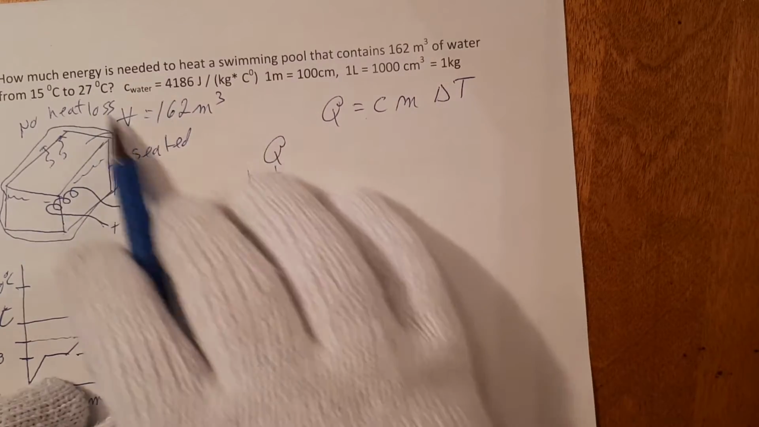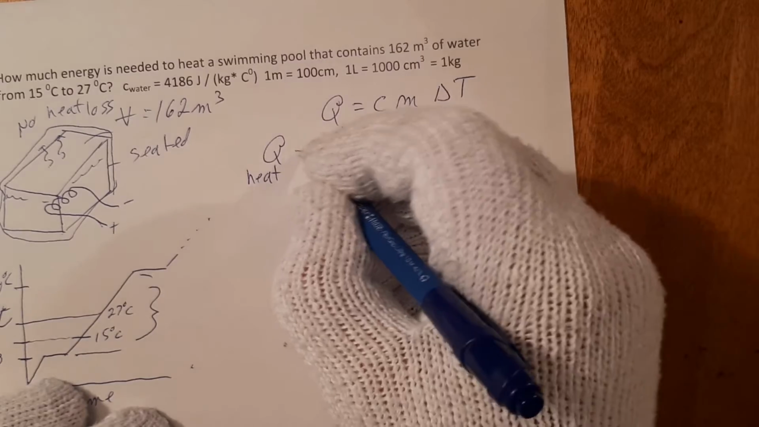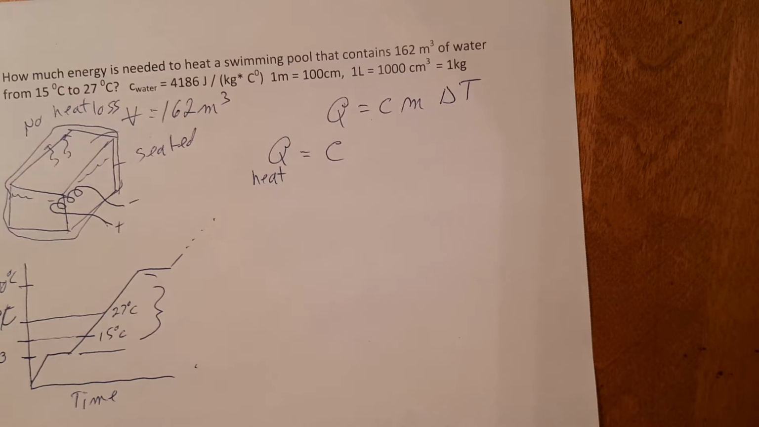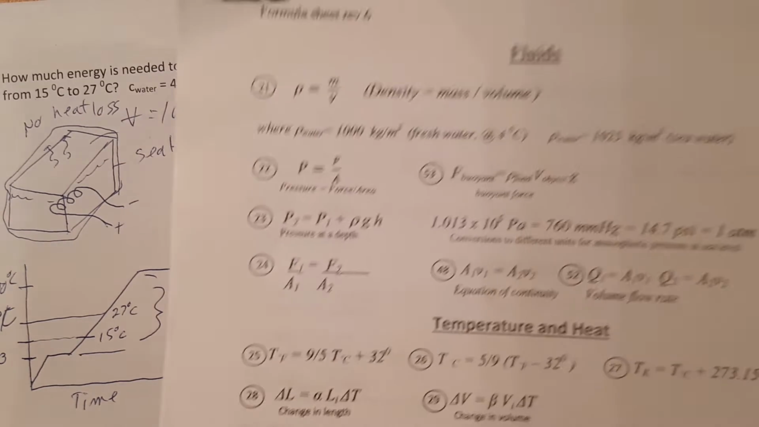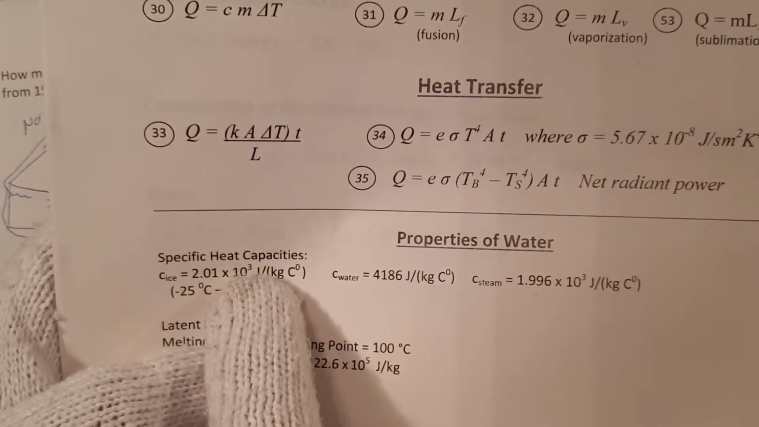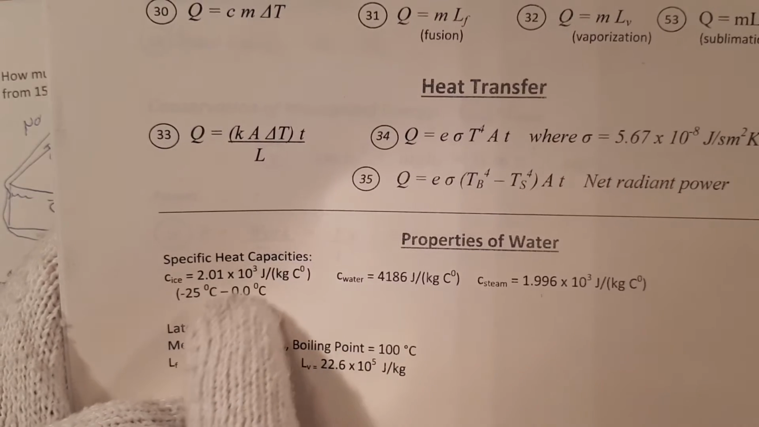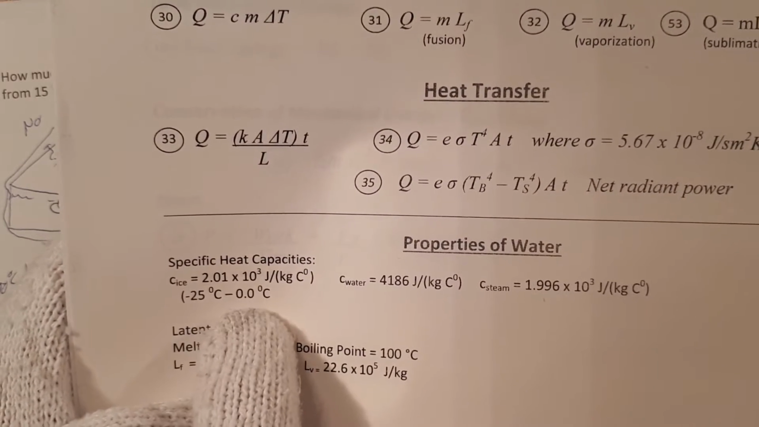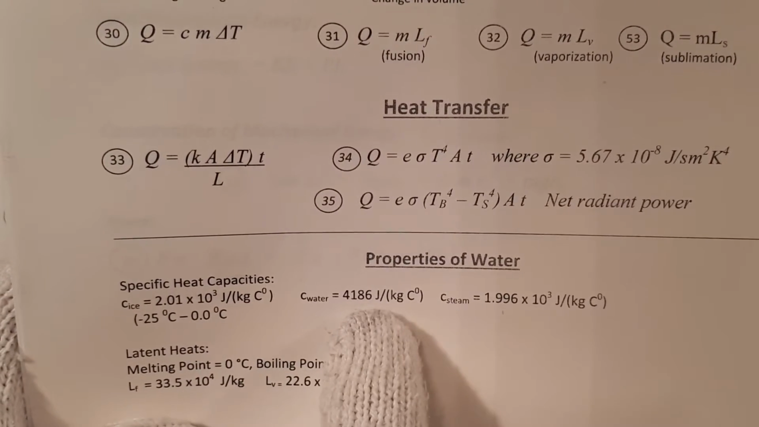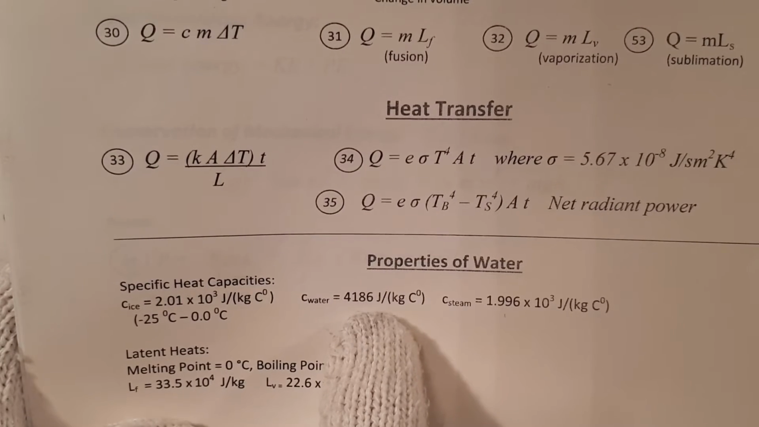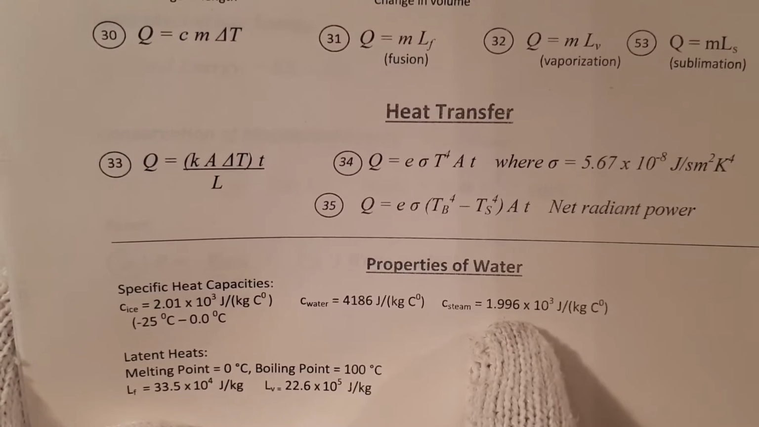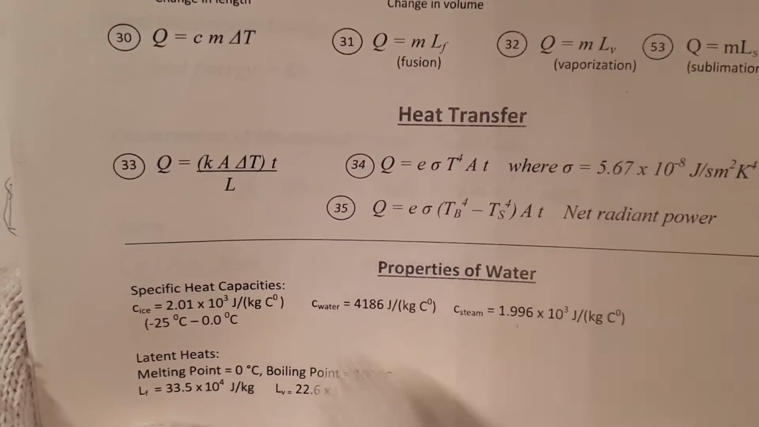How much heat energy, Q, is what we're looking for, is equal to C. C is a constant. If we look at our equation or formula sheet, there are various values for C, like specific heat capacities. This is one specific heat capacity for ice, up to 0 degrees Celsius. For water, which is the range that we are working in, liquid water, C has a value of 4186 joules per kilogram Celsius degree. And if we were interested in the steam, this will be the value for C. So that's what we're interested in right here, this one.